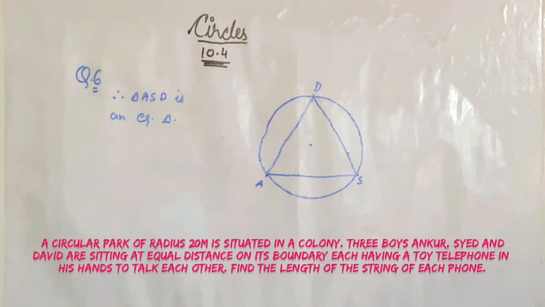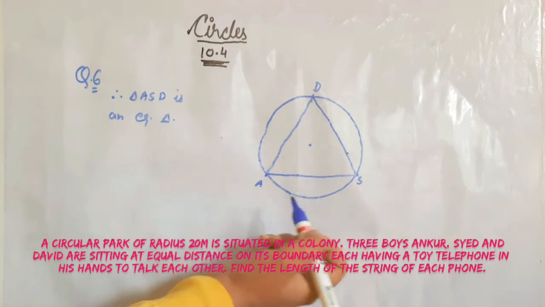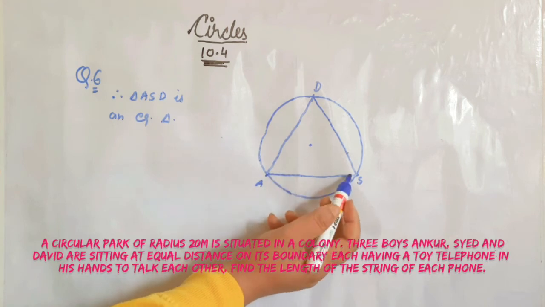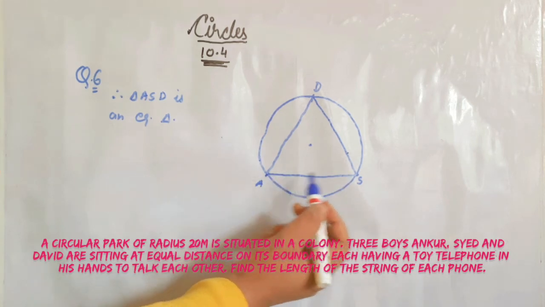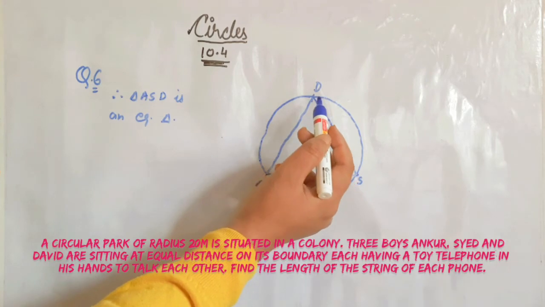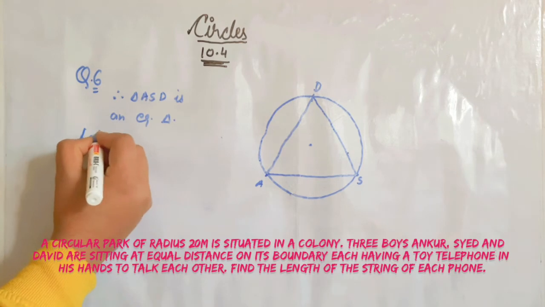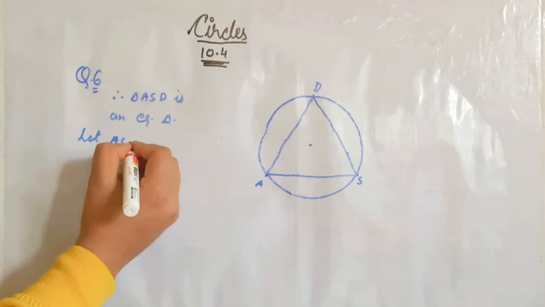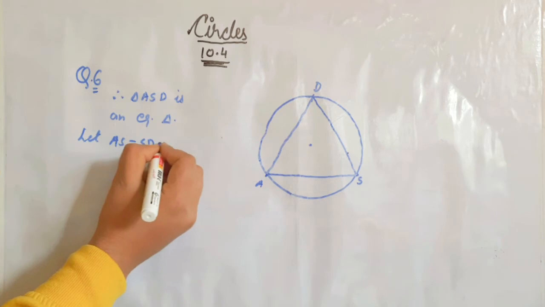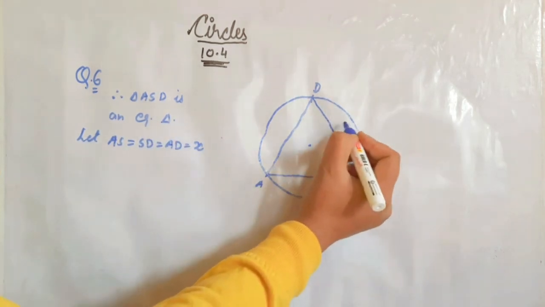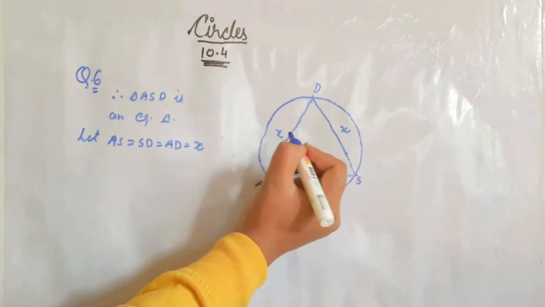Now, we have to find the length of the string of each phone. They have toy telephones in their hands and their strings are connected with each other, and we have to find out the length of each string. Means we have to find AS as well as SD as well as AD. So let us suppose AS equals SD equals AD equals X. Means the length of each side, let us suppose, equals X.